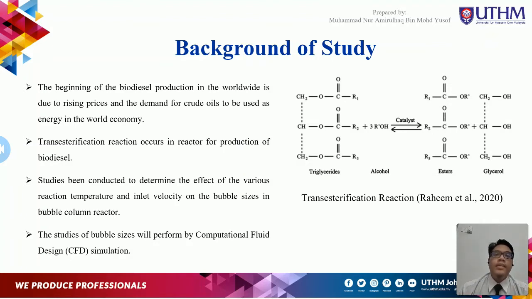Next, the transesterification reaction occurs in a reactor for production of biodiesel. The transesterification reaction is a combination of triglyceride, which consists of vegetable oils and animal fats, and alcohol, typically methanol, as a reactant with the presence of a catalyst, which is a hetero or homogeneous catalyst. You produce the biodiesel and the glycerol.